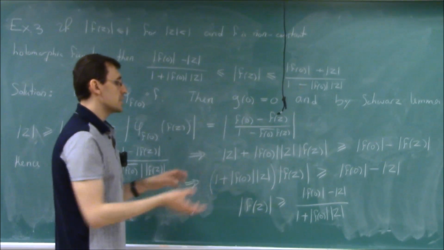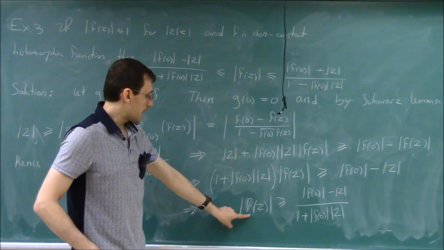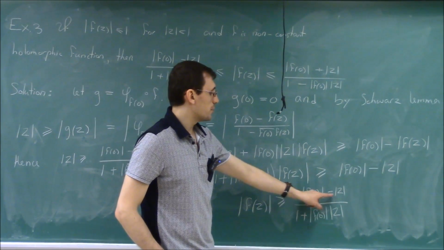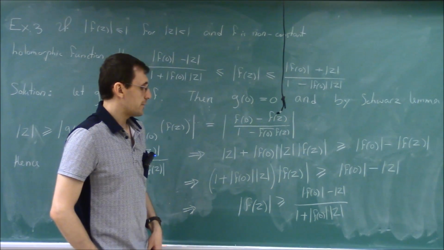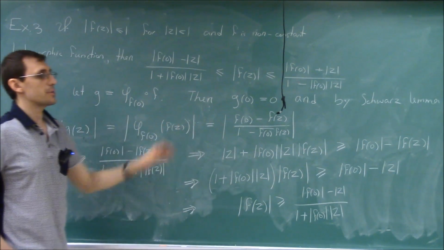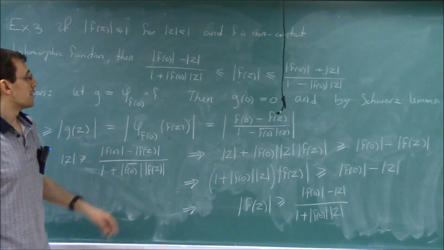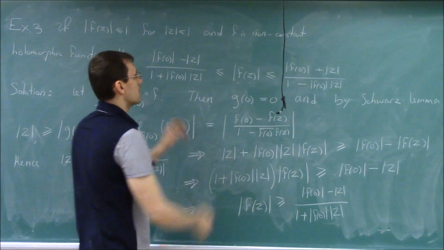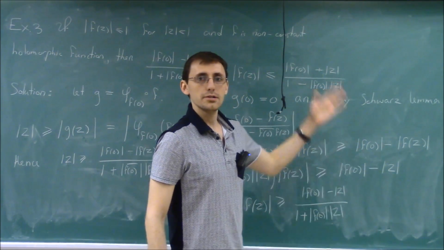So then rearranging and keeping inequalities, we arrive at magnitude of f of z is bigger than or equal to magnitude f of 0 minus magnitude of z divided by 1 plus magnitude f of z times magnitude of z. So this is a very quick derivation once you realize that Schwarz lemma is applied. Now this proves this part of the inequality. The other part of the inequality is established in a similar fashion, so try it yourself.